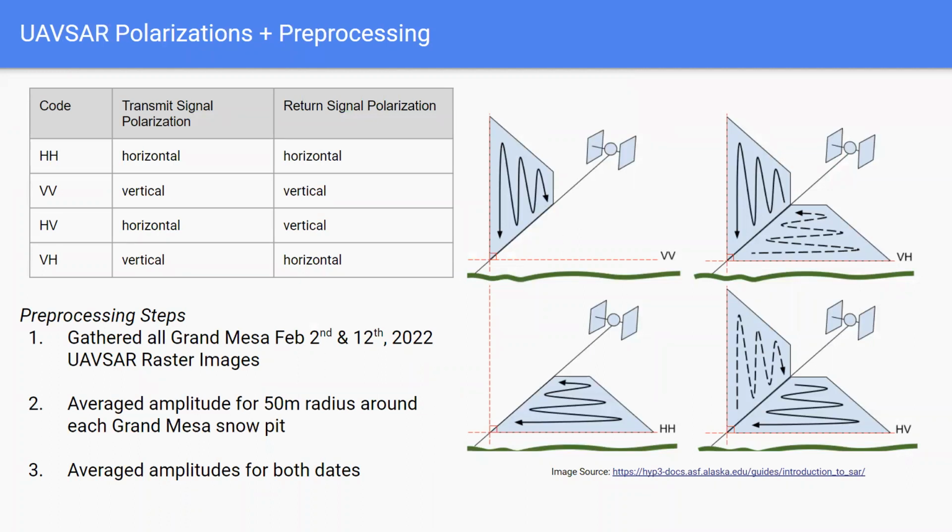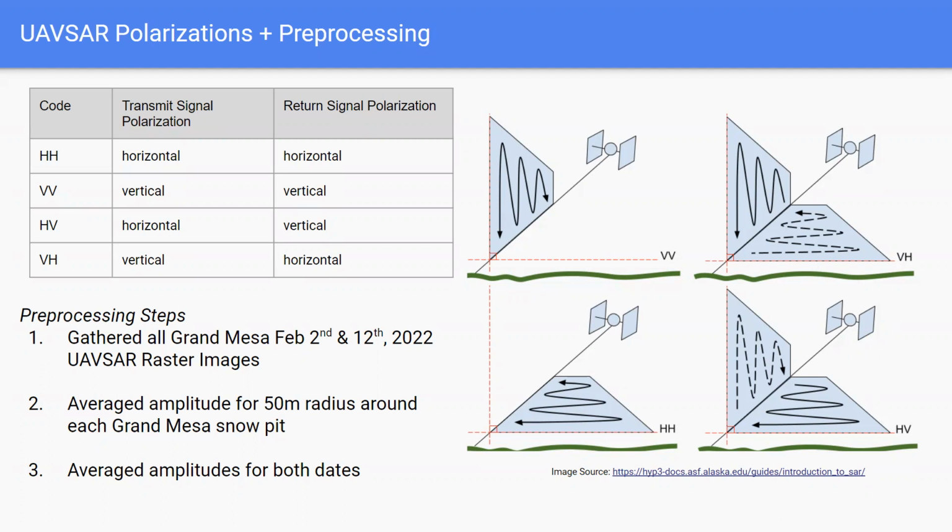Going back, we wanted to model the relationship between the polarizations in the UAV-SAR and the snow pit data. To do that, we gathered raster images from the Grand Mesa and found the ones that overlapped with the snow pit data we gathered previously. We took a naive approach and averaged the amplitudes within a 50-meter radius of each snow pit for the separate dates, and then averaged the two dates together. This gave us a single amplitude value for each snow pit for each polarization.